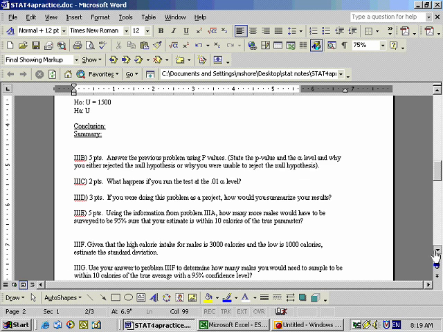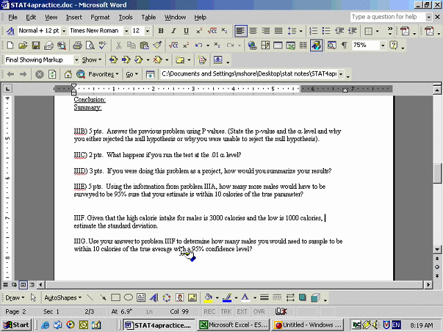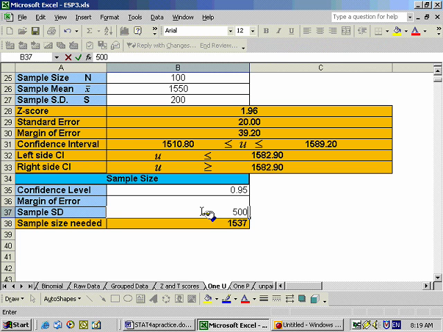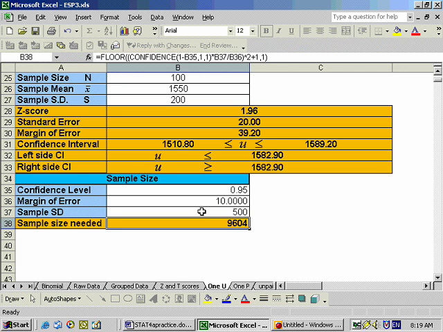On G, it says use your answer to 3F, this one, to determine how many males you would need to sample to be within 10 calories of the true average with a 95% confidence interval. So this is a sample size question again, and the only thing that changes is now we're putting in the standard deviation of 500. And we're assuming that we don't have a previous estimate, so it would take a total of 9,604 males to be sampled. And really that's everything on the practice test.